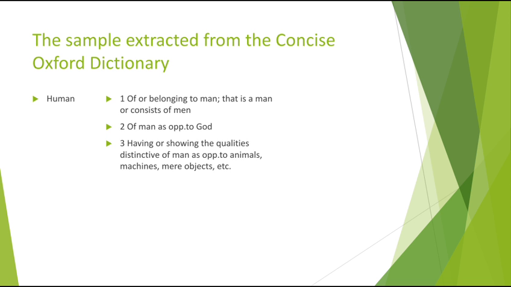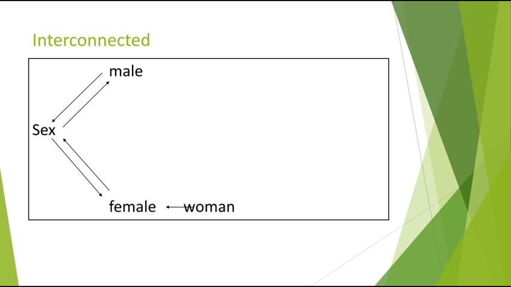Now here we get the point that all about dictionaries is that their definitions are necessarily interconnected. The interconnection here, for example, the word sex, male and female. Male includes sex, and then female includes sex, while woman includes woman.